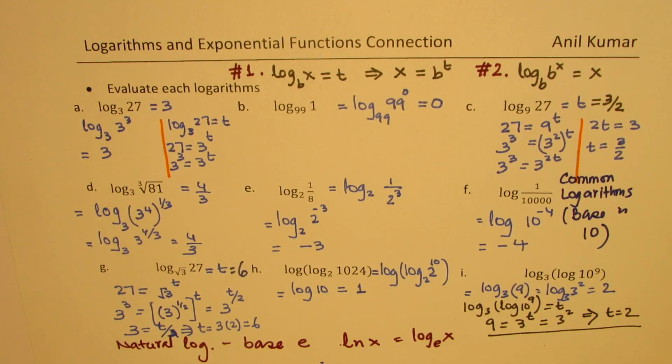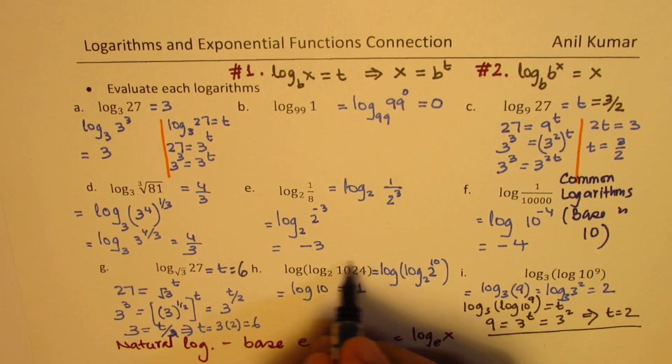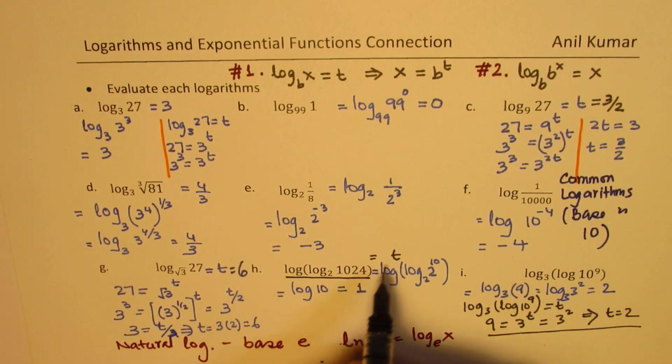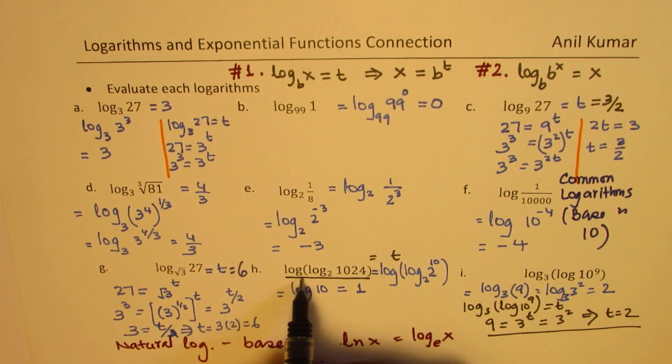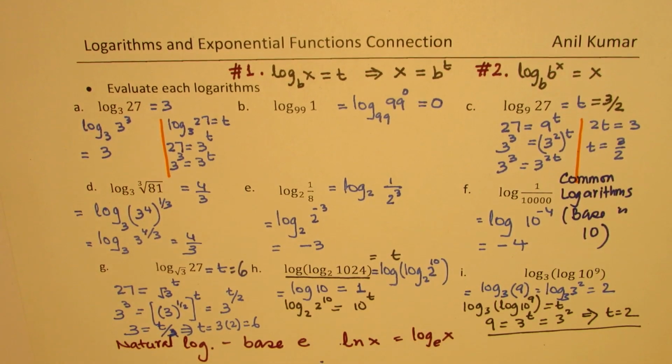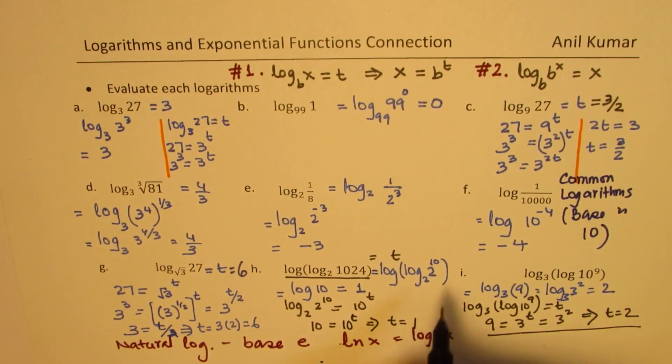Perfect. So I hope you get it, right? Let me show you this one again with this method. Let all this be equal to t, right? When all this is equal to t, the base here is 10, so we get log to the base 2 of 2 to the power of 10 is equal to 10 to the power of t. Do you see that? Now, 2 and 2 is a common base, so here we get 10. So 10 equals 10 to the power of t, so that clearly indicates that t equals 1, and we get the same answer as we got earlier, right?